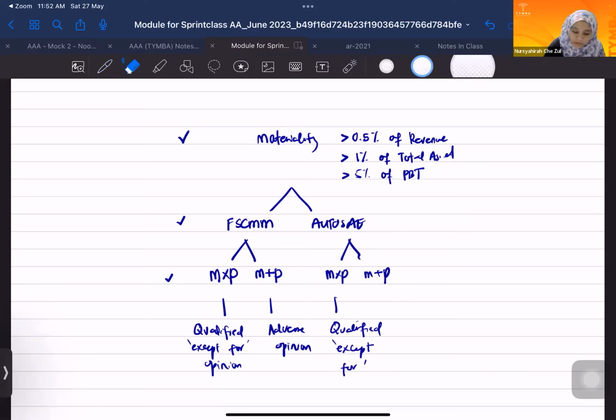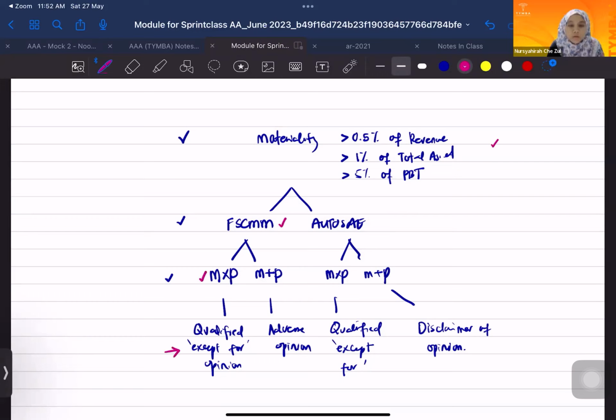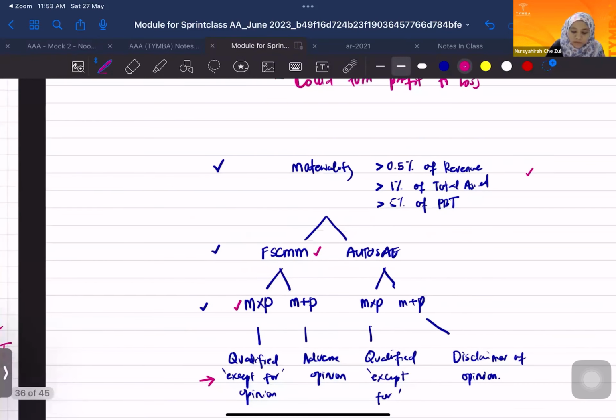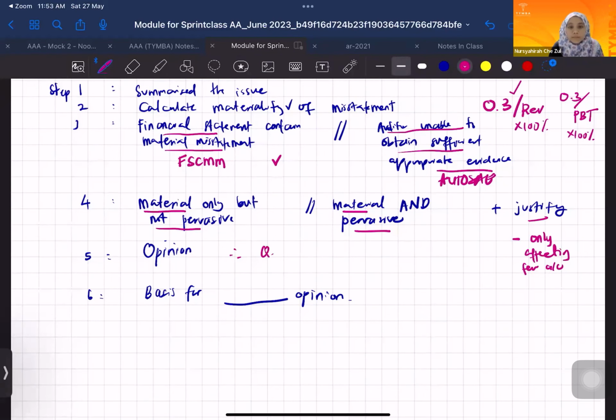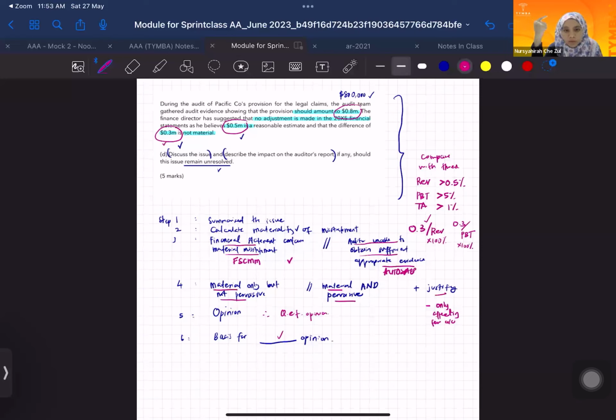And last one, material not pervasive. If it is relating to auto say, then we are going to issue disclaimer of opinion. Now that you have determined this, you reach the appropriate opinion, which is qualified except for opinion. So in your answer, we will mention therefore, auditor will issue qualified except for opinion. This one I show to you how to put in your answer. So make sure you understand how to structure your answer for the last question. Summarize the issue, calculate the materiality, determine if this is FSMM or auto say.